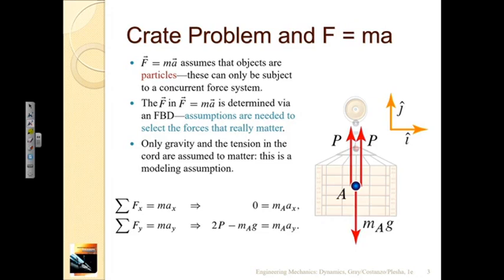Well, in statics, life was good. You said, hey, P is equal to mg over 2. Done, you're out of there. Here, not so lucky. The FBD side is equal to our kinetic diagram.